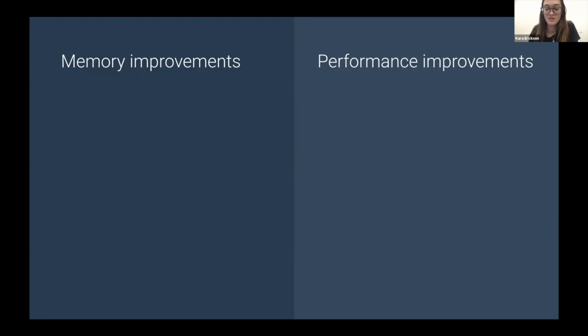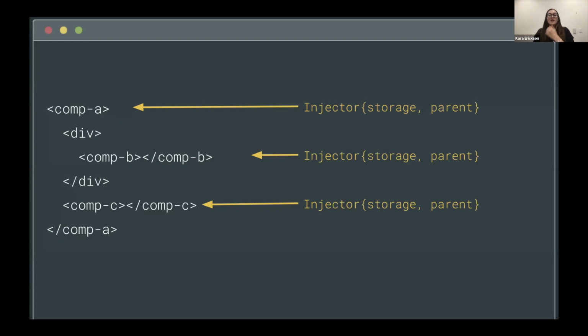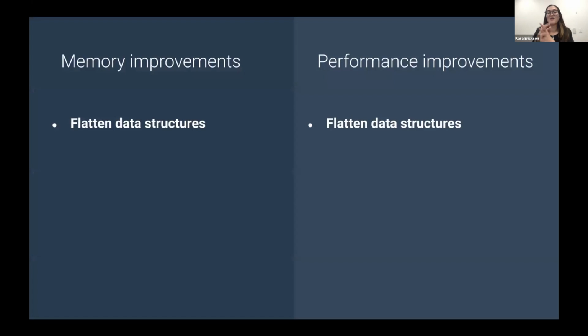The first thing that we could improve is the number of objects that we're creating. Right now we're creating an injector object for every node that has directives. And we're also creating a storage object within each of those injectors, right? So it's a lot of overhead. If you imagine having a huge application that has a lot of components and directives, that's a lot of objects that we're creating. And that's a problem for two reasons.